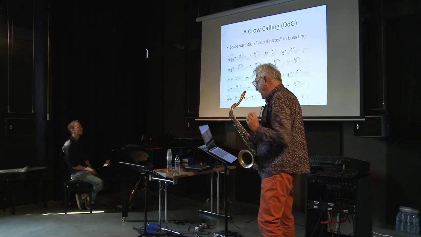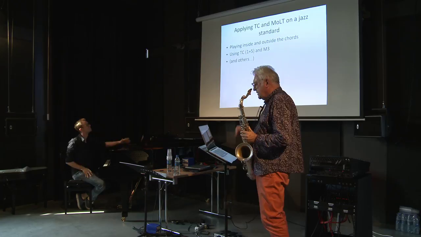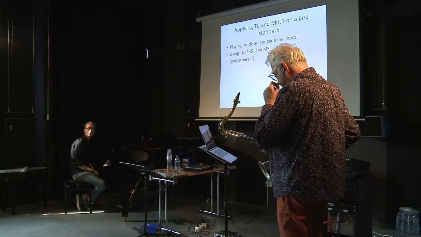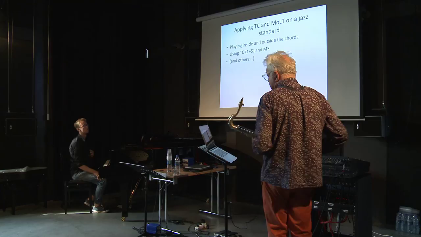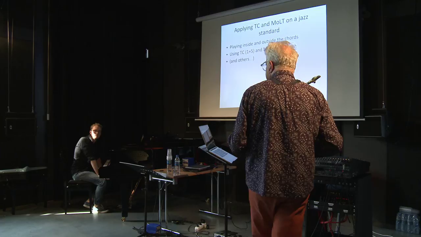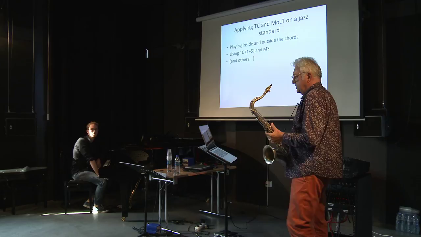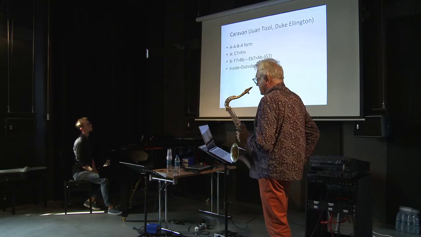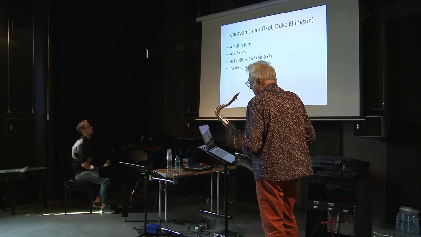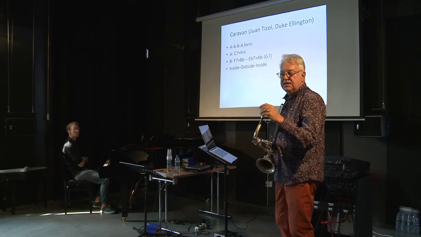I have to run faster. Like I said, it's maybe also a good occasion to play a very well-known jazz standard and to apply the tone clock hours, the tri-chord combinations I started this demonstration with, and some of Messiaen's modes, the third, the fourth maybe, applied on Caravan by Juan Tizol. AABA form: an A section, C7 to F minor, and a B section with four chords. We try to start as much inside as possible and bring it outside to see if it works.